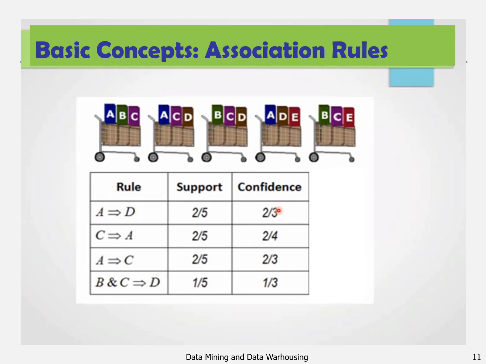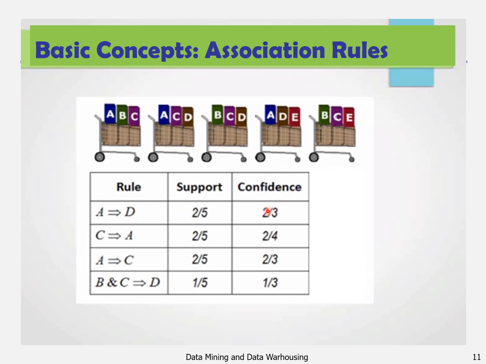Now, what is our confidence about this rule? We want to see the transactions where A occurred and D occurred. We already said that there are 2, transactions 2 and 4. Now, what are the transactions where A occurred? Transactions 1, 2, and 4. So A happened 3 times, and in 2 of them D was there.